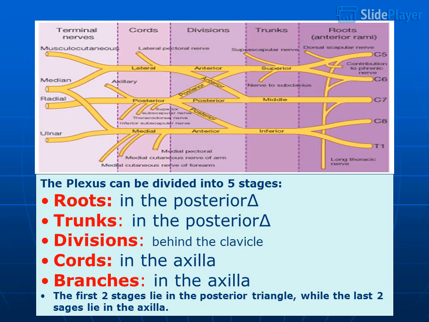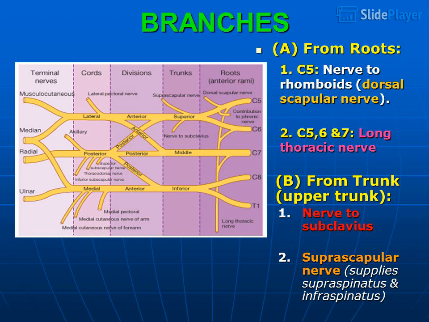The plexus can be divided into 5 stages. Roots, in the posterior triangle. Trunks, in the posterior triangle. Divisions, behind the clavicle. Cords, in the axilla. Branches, in the axilla. The first 2 stages lie in the posterior triangle, while the last 2 stages lie in the axilla.